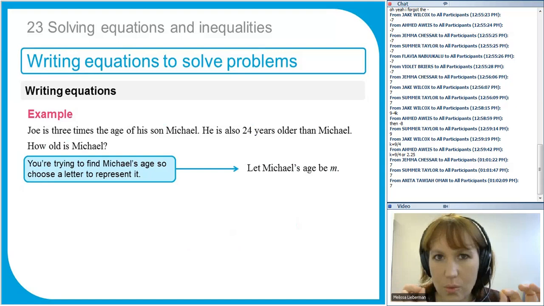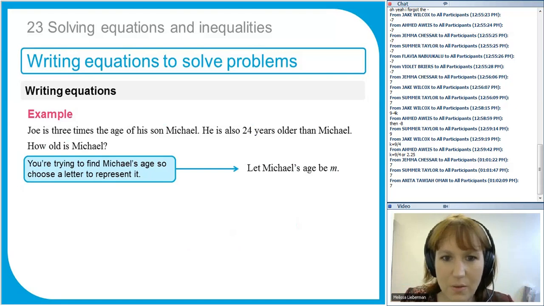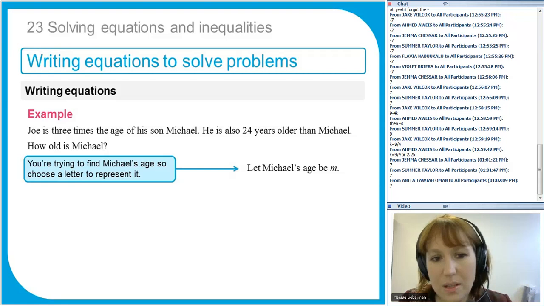So Michael's age is m, and then we're told that Joe is 3 times the age of his son Michael. So that would be 3m, and he's also 24 years older. So this is where our equation comes into it. Joe is 3 times the age of his son Michael, 3m, and he is also m plus 24.